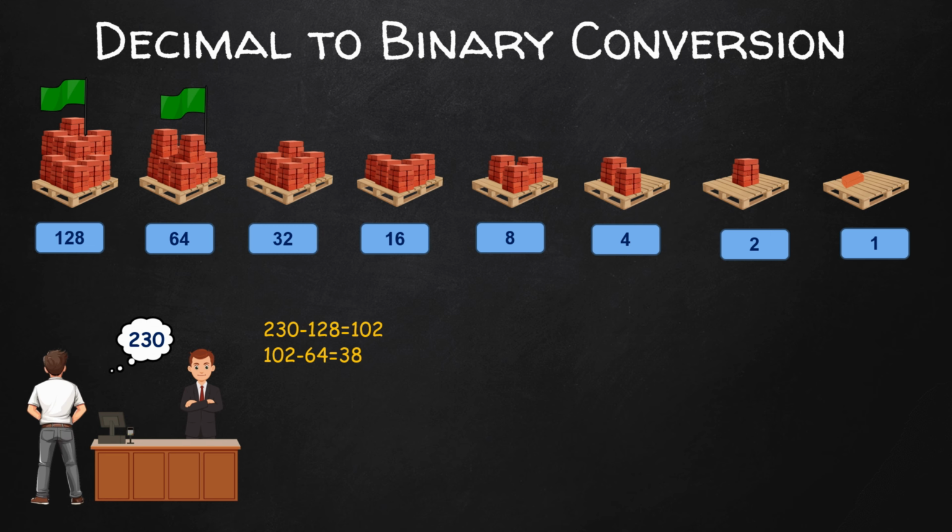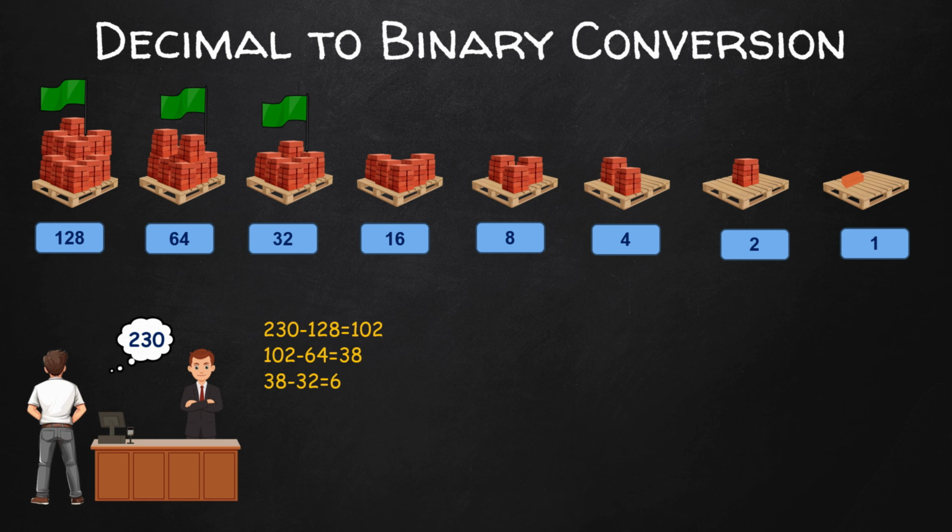So Martin went to the third group, and there 32 bricks are available. Martin needs 38 bricks, but this group has only 32. Anyhow, Martin selected that third group, and then the required number of bricks was reduced to 6 because 38 minus 32. Martin still needs 6 bricks to complete the order.